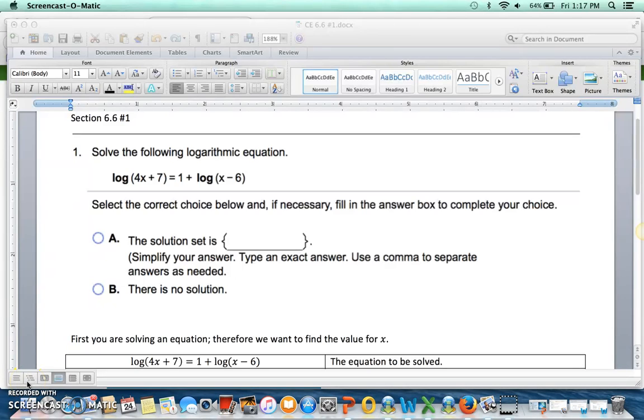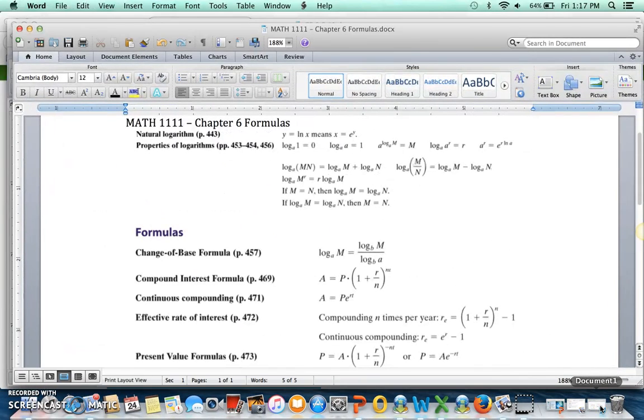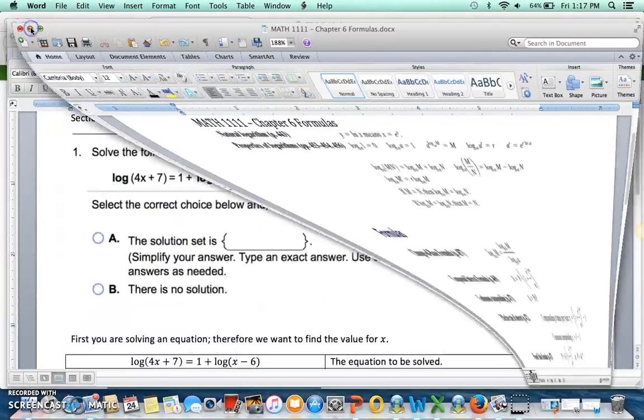Section 6, problem number 1. We're going to be working with solving equations dealing with logarithms. So the rules for logarithms are very important. You will have access to what is on this sheet right here. This is what you will have access to, so you can refer to it, and that will be your formulas for your test.